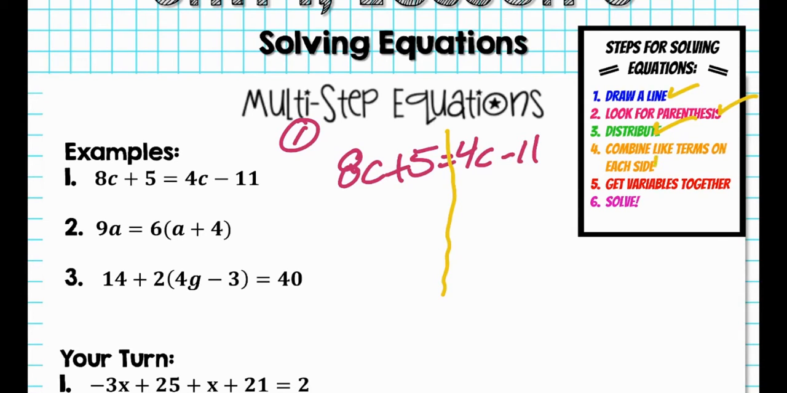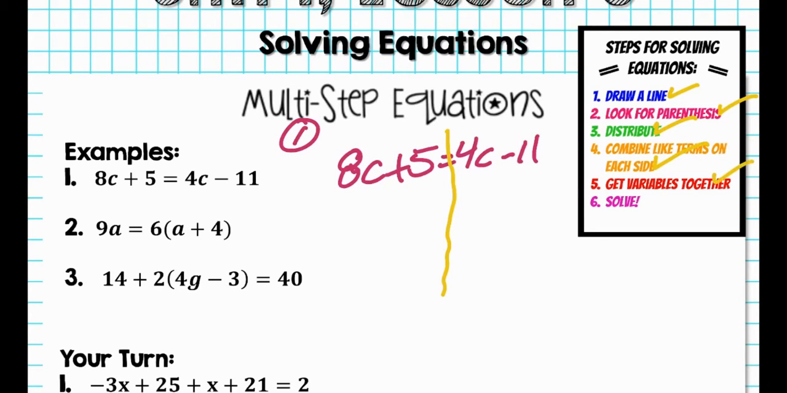Now step number 4 says combine like terms on each side. So I look over here and I see I have an 8c and a 5. Those are not like terms. I can't combine those. This term has a c. This is just a constant, just a number by itself. So those cannot be combined. Over on this side I have a 4c and a negative 11. Again, those are not like terms. I can't combine those. So I've done step number 4. I don't have to do that step either.